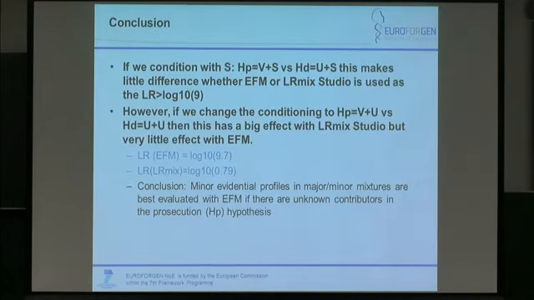So to conclude on that, if we condition on the suspect using prosecution hypothesis, victim plus suspect versus defence unknown plus suspect, it makes little difference whether EFM or LRmix Studio is used, because the log likelihood ratio is 9, above 9. But if we change the conditioning, as I suggested, then it has likelihood ratio bigger than log 10 of 9. What do you mean? Not 9 bands. Sorry. So the log 10 should be on the other side. Yeah, log 10 of the likelihood ratio. Yeah, it means 9 bands.